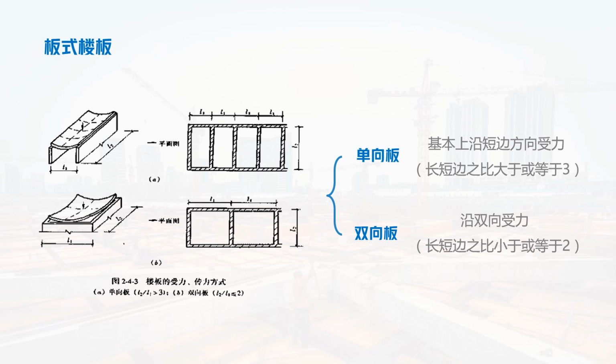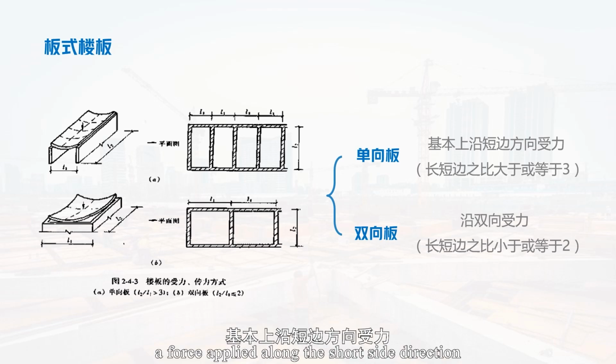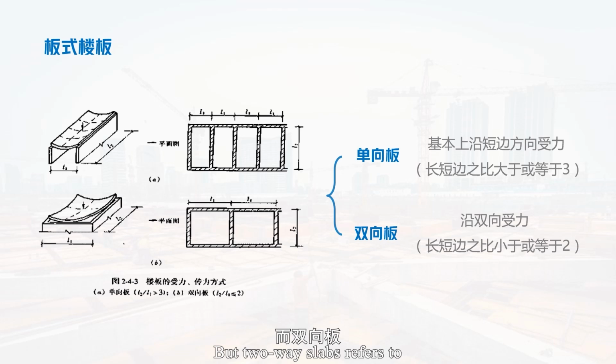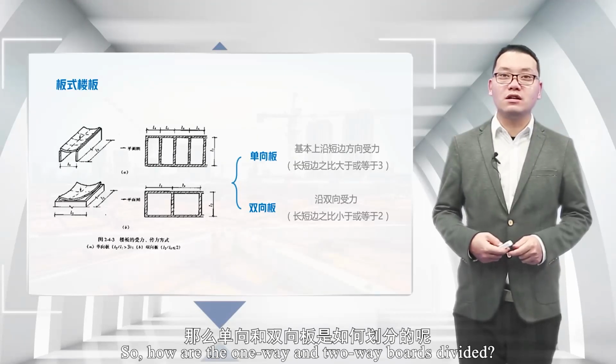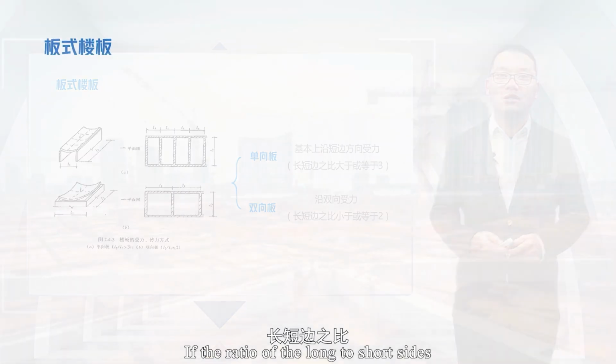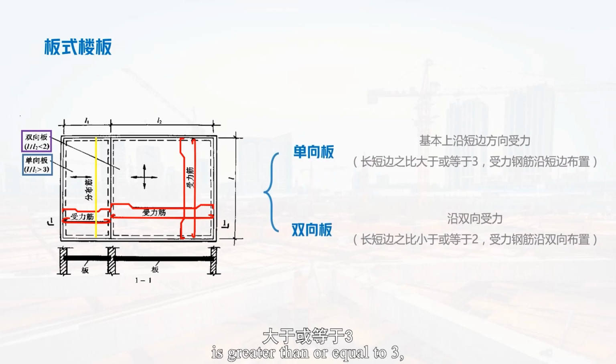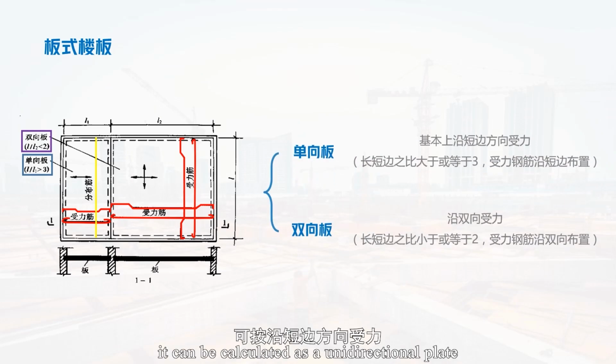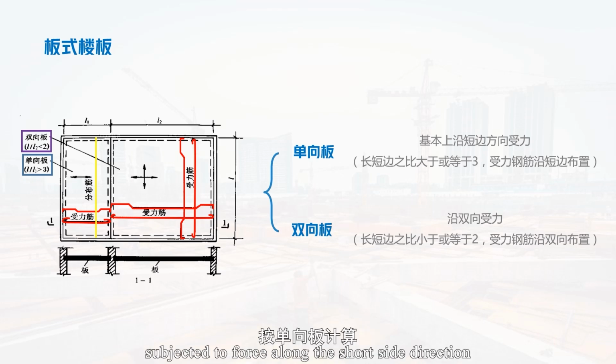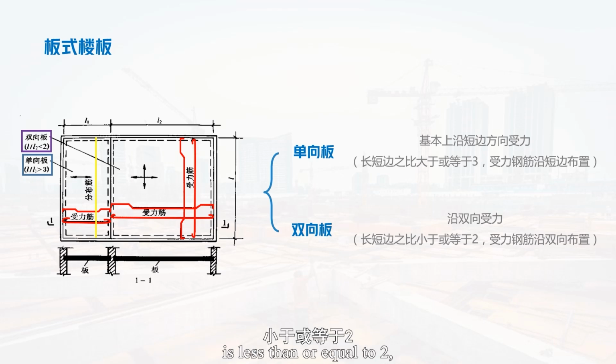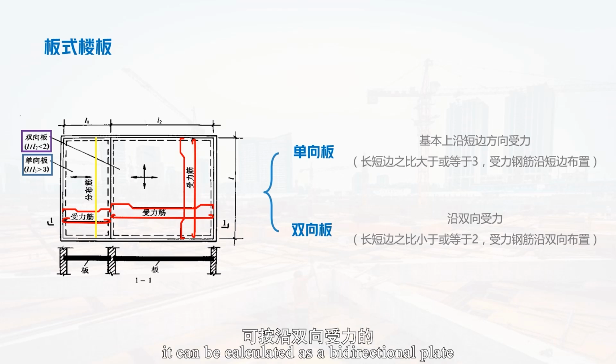A one-way slab is subjected to force along the short side direction, but a two-way slab is subjected to force in both directions. So, how are one-way and two-way slabs divided? If the ratio of the long to short sides is greater than or equal to 3, it can be calculated as a one-way slab, subjected to force along the short side direction. If the ratio of the long to short sides is less than or equal to 2, it can be calculated as a two-way slab, subjected to forces in both directions.